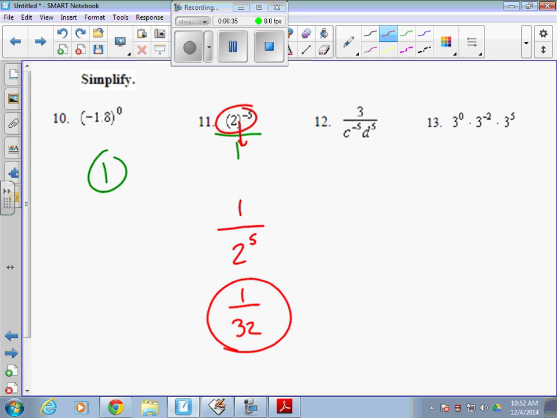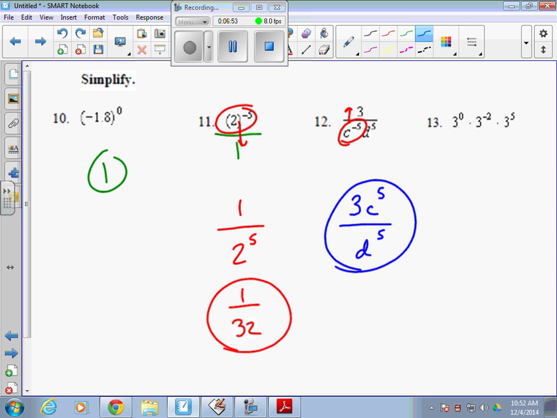The only thing raised to a negative exponent for number 12 is C. It's the only thing that rides the elevator. 3 stays at the top. C comes up and it becomes to the positive 5th. D stays at the bottom to the positive 5th.